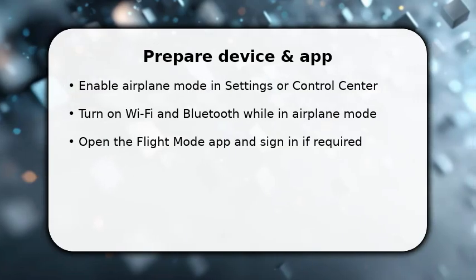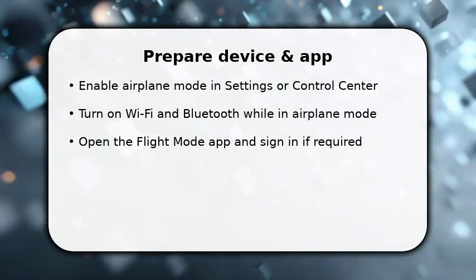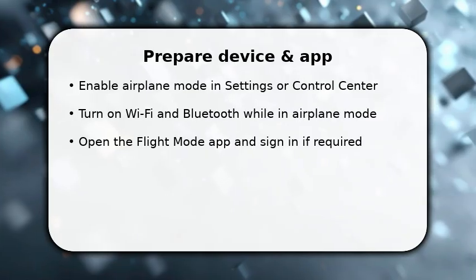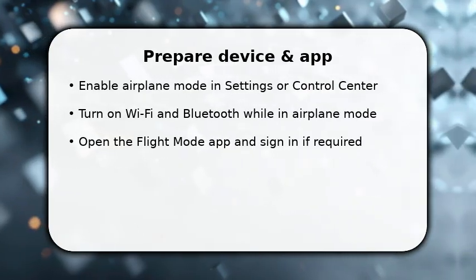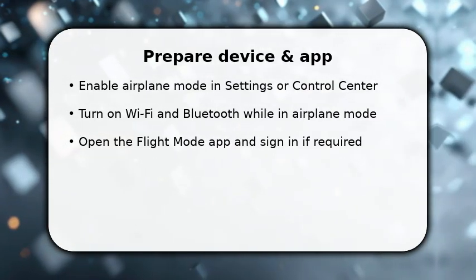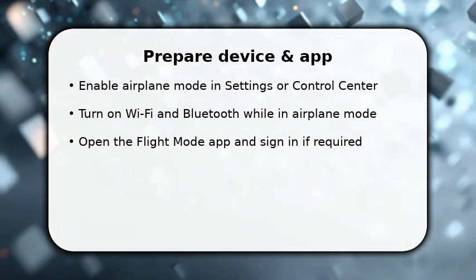Enjoy the video. You start by putting the device into airplane mode to cut radio interference, then immediately re-enable Wi-Fi. This lets you use onboard networks safely. Once done, make sure Bluetooth is on for some in-flight services.